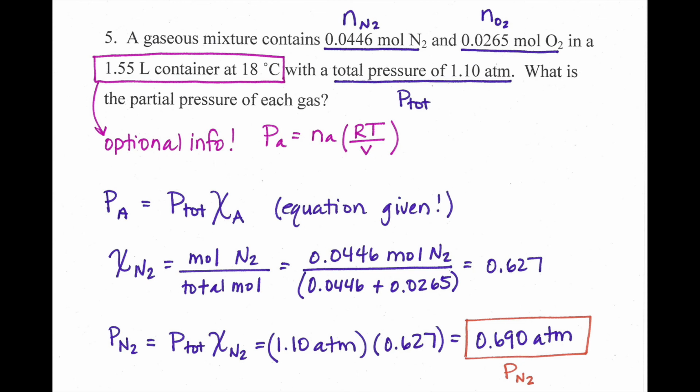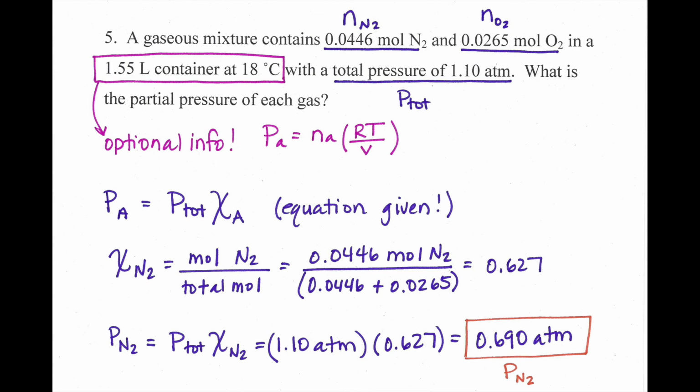Because you have this information, you could solve this problem using the ideal gas law. But be aware that you could also solve this problem if the information were not given to you. If the information were not given to you, you would have to use the mole fraction, and that's the way we're going to solve this example here.